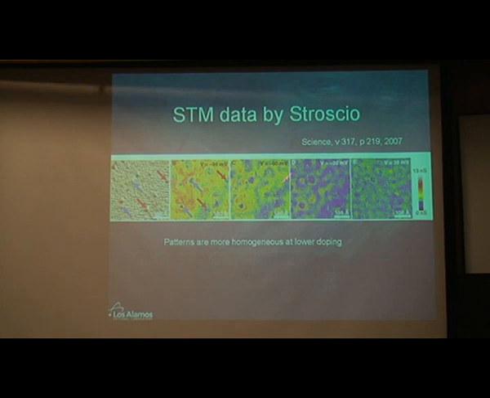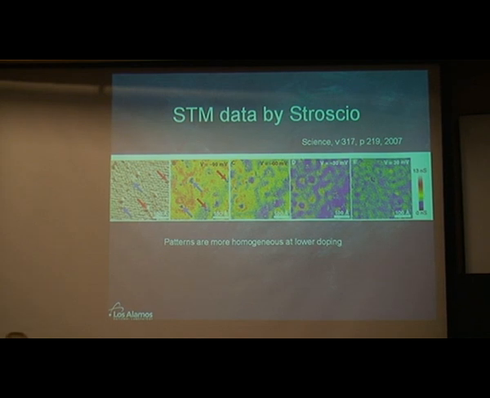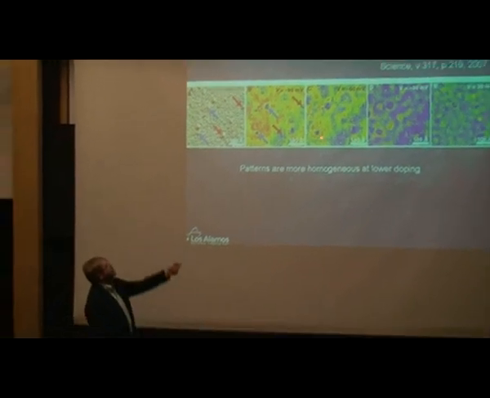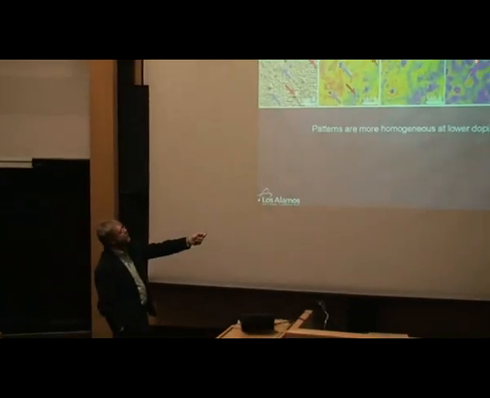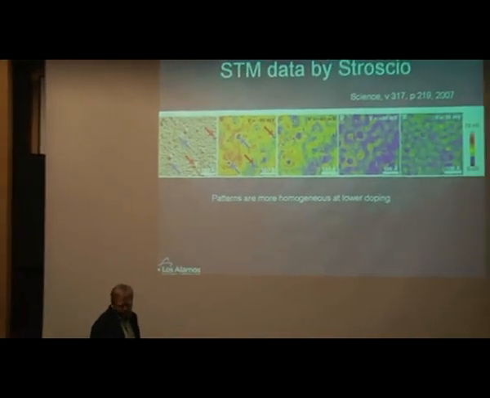Here's another set of data from the Joe Strozio group, and again, it's a Science paper published recently, in 2007. This is a topography image of the field. Then at a particular bias, the smaller the bias, the larger the range of colors. So basically, what color encodes here is the spatial variation of electronic conductance from STM. And again, you see nanoscale inhomogeneities in these materials. You can see by the naked eye, for instance, something here and here at these two sides, very likely there are some defects sitting there that are causing this distortion.